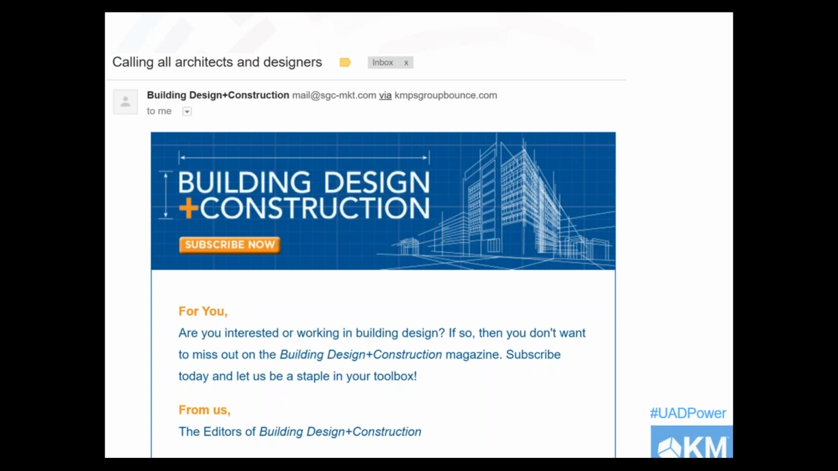So also, this is a new design that we've put together, calling all architects and designers. This is for our building design and construction publication, and we altered this one just for our architects and designers, because we know that our publishers and editorial team's top audience is the architects and designers. So we decided to target only those specific people who are getting the newsletter, not the print. And this is a totally different design.